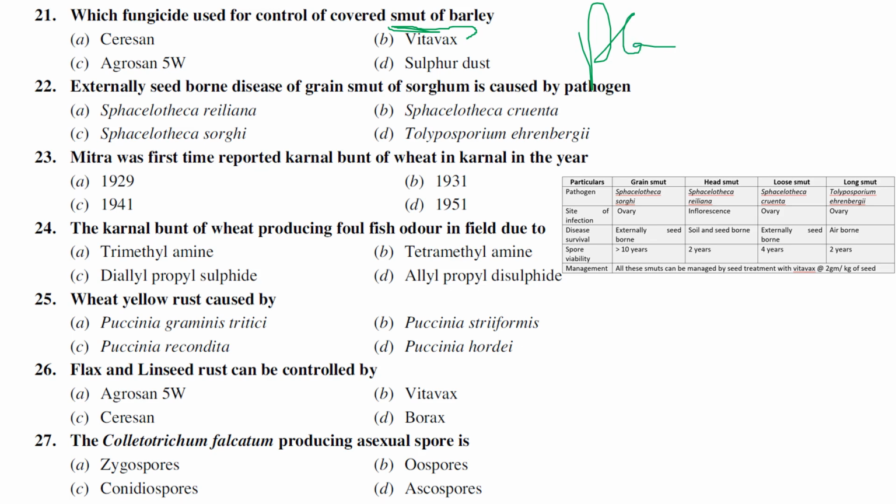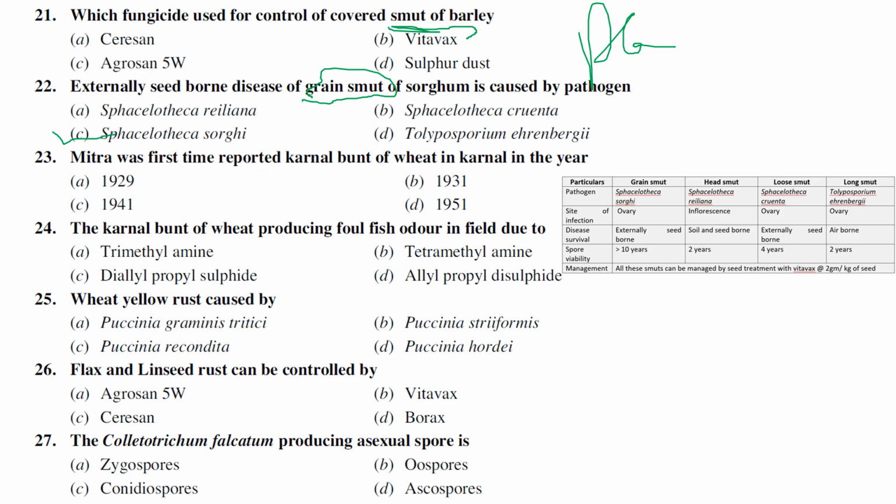Externally seed-borne fungi: grain smut of sorghum is caused by which pathogen? First of all, forget about all those other things. They are asking just the pathogen name. Grain smut is caused by Sporisorium sorghi or Sphacelotheca sorghi. The options are Sphacelotheca reiliana, Sphacelotheca cruenta, Sphacelotheca sorghi, Tolyposporium ehrenbergii. So Sphacelotheca sorghi generally causes grain smut. Okay, so the answer is grain smut.